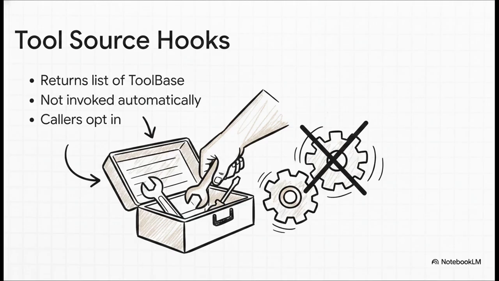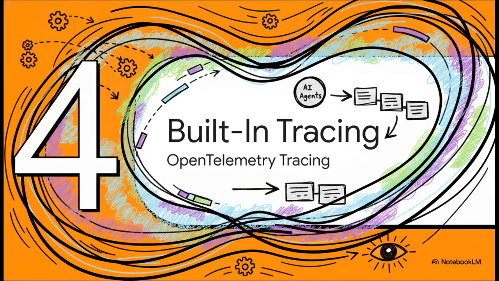Instead, you, the developer assembling the toolkit, must explicitly opt in by collecting these tools from the middlewares and passing them right into the toolkit. Which brings us to Section 4, Built-in Tracing Explained.